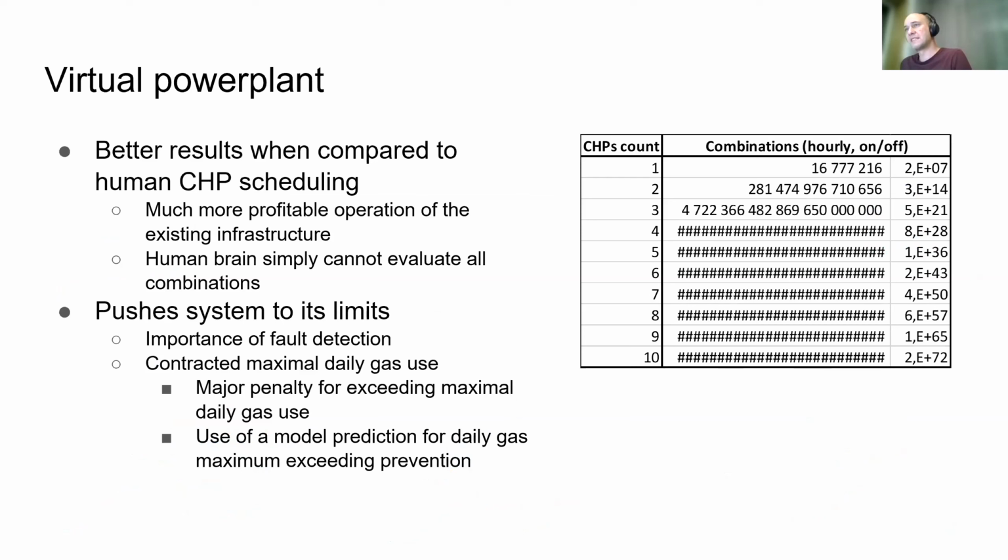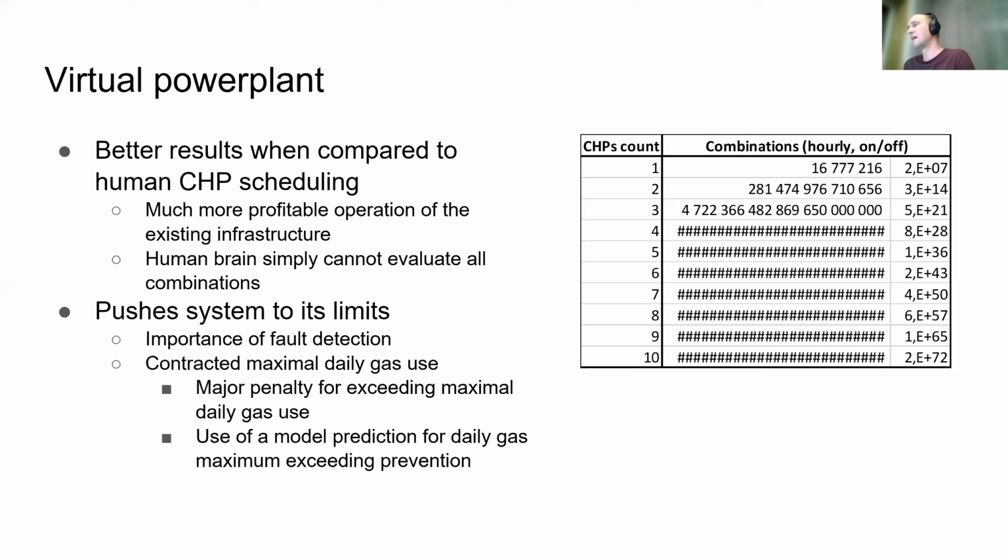So what were the results? First of all, there are definitely better results when compared to human scheduling. It's much more profitable. And the reason is quite simple, because the human brain simply cannot evaluate all the combinations. Actually, at the very beginning of the project, I was thinking, okay, if we do not find anything more convenient, we can calculate all the combinations and find out what is the best.